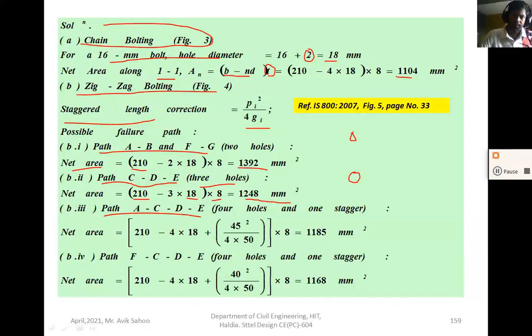So we use the formula 210 minus 4 into 18, plus 45 squared over the stagger term, because there is 1 stagger, where the pitch distance is 45 and the gauge distance is 50. So we find 1185 square millimeter.